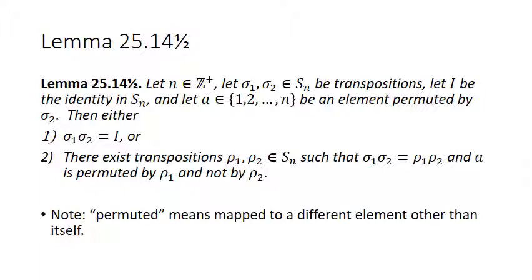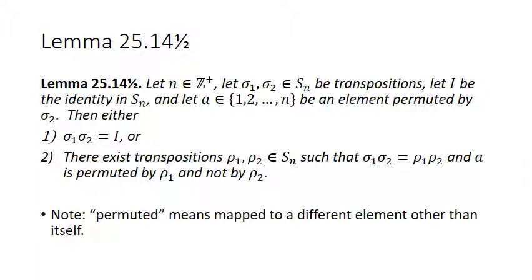Okay, so here it is, lemma 25.14 and a half. So let n be a positive integer and let sigma 1 and sigma 2 in the symmetric group on n elements be transpositions. And let I be the identity in Sn and let A be an element in the set 1 through n, which is permuted by sigma 2. And note here that what I mean by A being permuted by sigma 2 is that sigma 2 maps A to an element that is not A. So sigma 2 is not the identity on A. Okay, does that make sense?